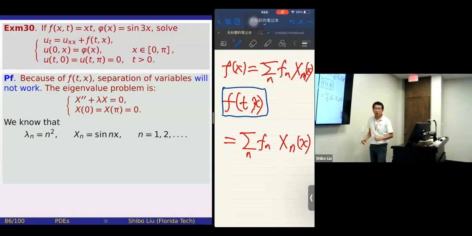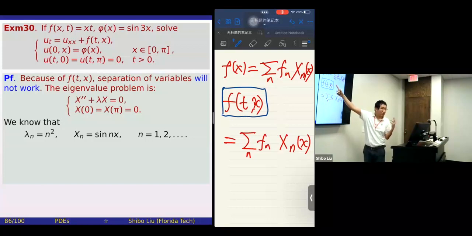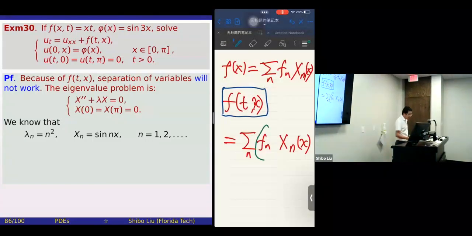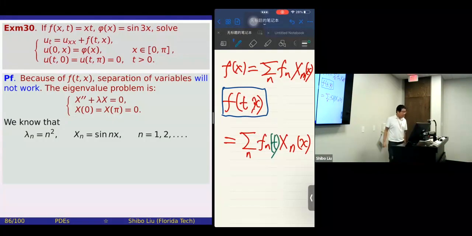But now you should be careful, because for different t, this is a different function, right? If you consider f(t,x) as a function of x, then for different t there are different functions of x. So correspondingly, the coefficient here is also different. So the coefficient depends on t, right? So you should write this also depending on t. So f(t,x) equals the sum of f_n(t) X_n(x). So this is the key point.